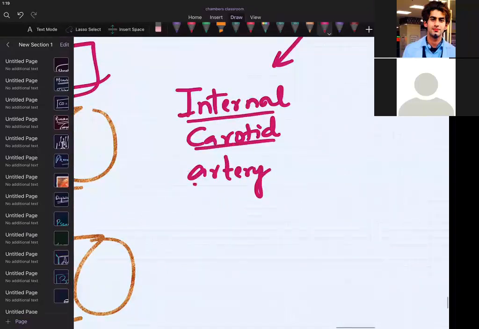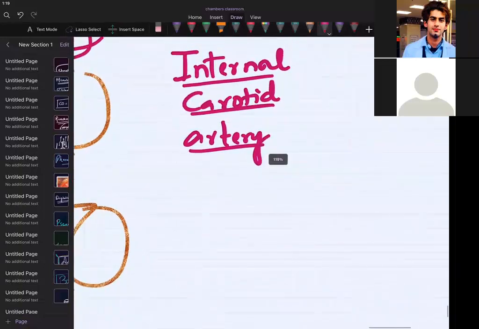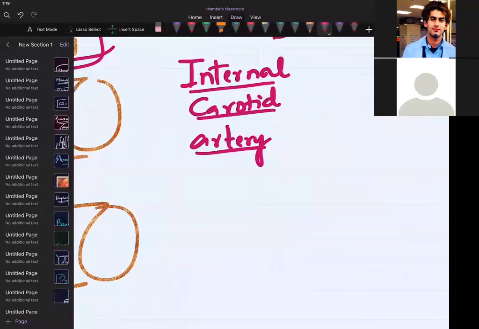Internal carotid artery. In the walls of the internal carotid artery, you know that the carotid gets bifurcated. There is a bifurcation of the carotid artery, isn't it? So the walls of the internal carotid artery will be having receptors.